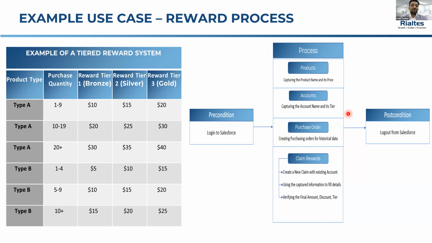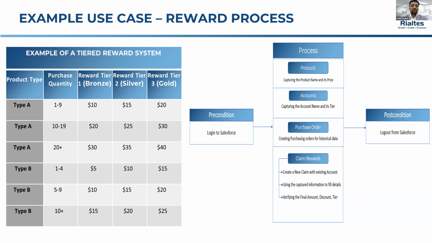In the account section, we capture the account name as well as the tier, which is given as per the purchase order history data, the historical data. We create the purchase order, and then we go to the claim reward section. There we create a new claim with the help of the captured data, and we verify all of these conditions. I'm going to show you that later in the demo.